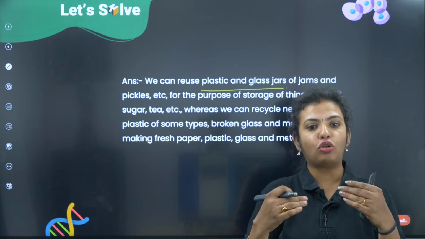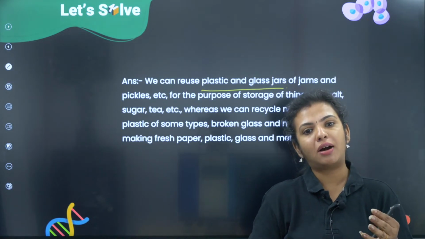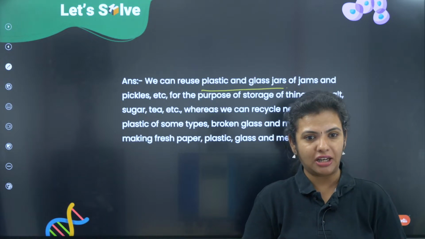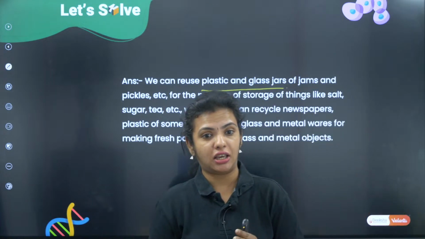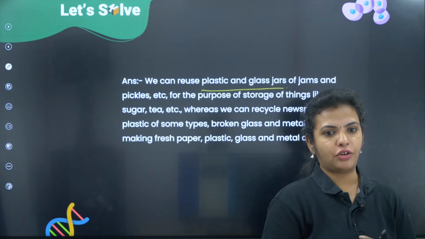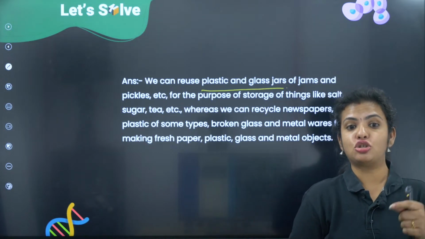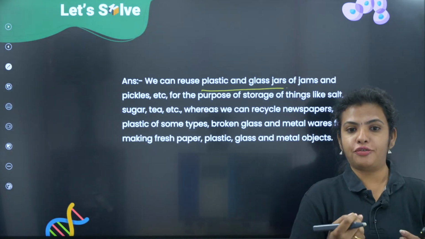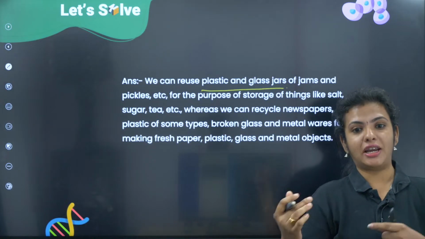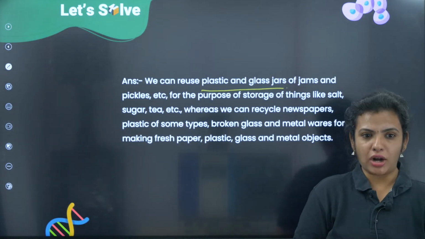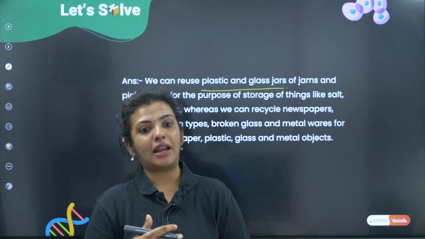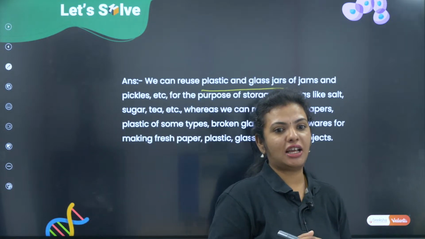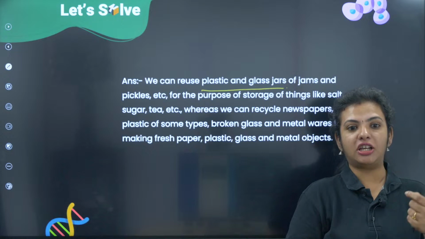So instead of throwing out these plastic bottles, once you complete the jam or a pickle, you can wash it and you can use the same bottles to store anything like salt, sugar, tea powder, coffee powder, or any such storage material, or some kinds of fruits or any grains or dry nuts can be stored and kept. And then when the glass or plastic metal is worn out, it can be recycled. So you can give it for recycling for making fresh materials of plastic, glass, or any other kind of metal objects.